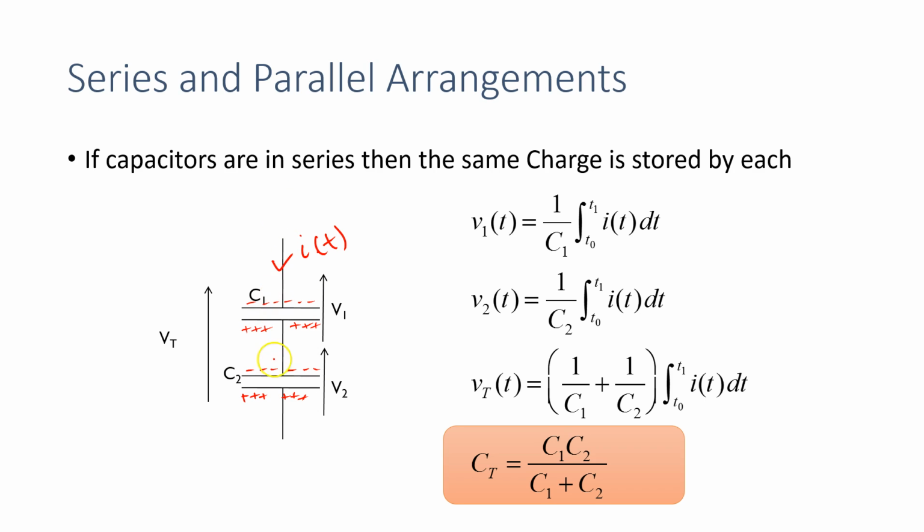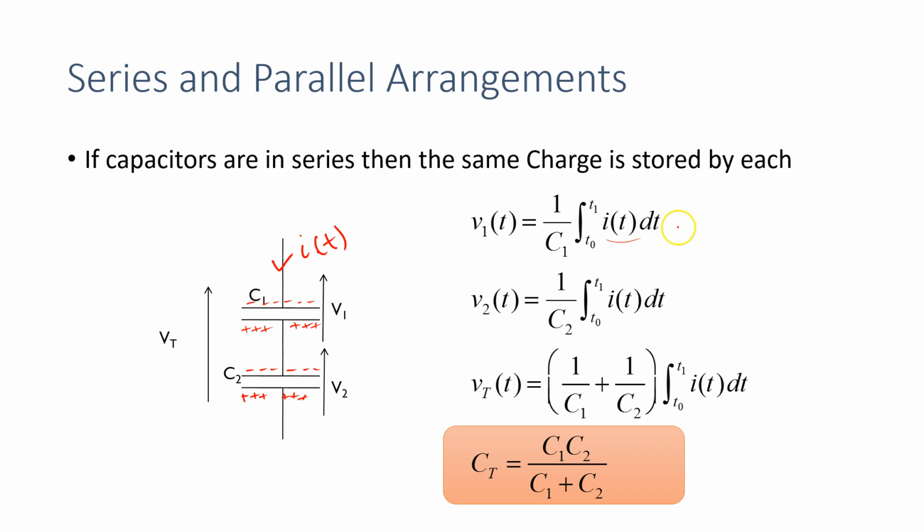If we look at it in terms of voltage and current, since these are in series, the same current will go through both capacitors. So if I write again my equations, this time I'm going to use the integral form of the equations. I'll have V1 is equal to 1 on C1 integral between T0 and T1 of I(t) dt. This time I don't have any I1 and I2 because the current is the same. And similarly for V2, I'll get 1 on C2.